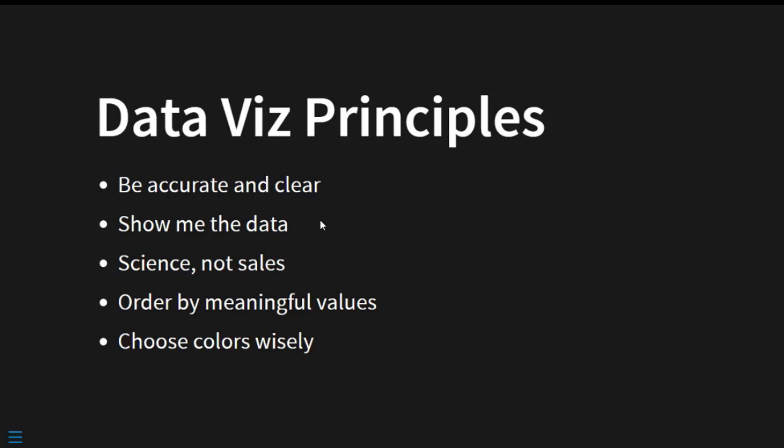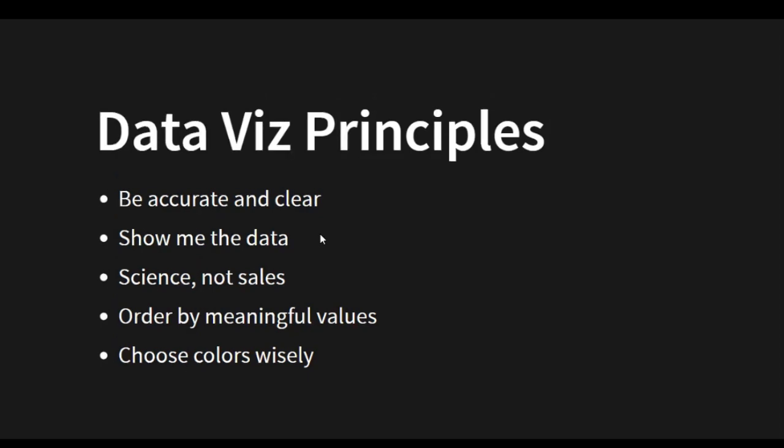Basically, being accurate, being clear, showing as much data as you can without cluttering up the graph. Basically showing the science, not trying to sell an idea. Ordering data so that the graphs are a little bit easier to read. And then when we get to colors, choosing those in a way that they actually work for everybody.